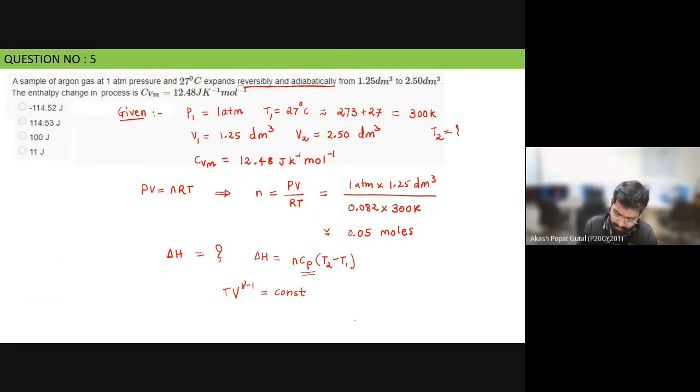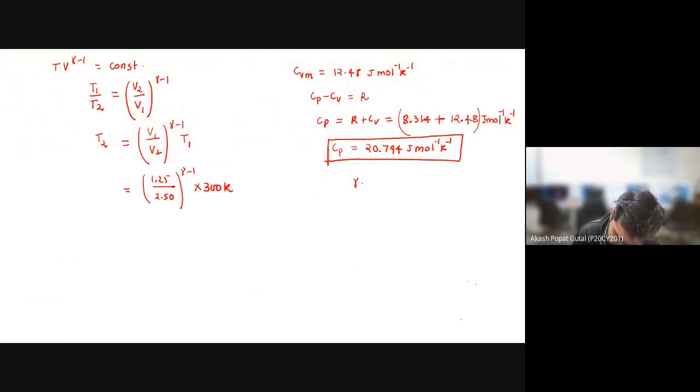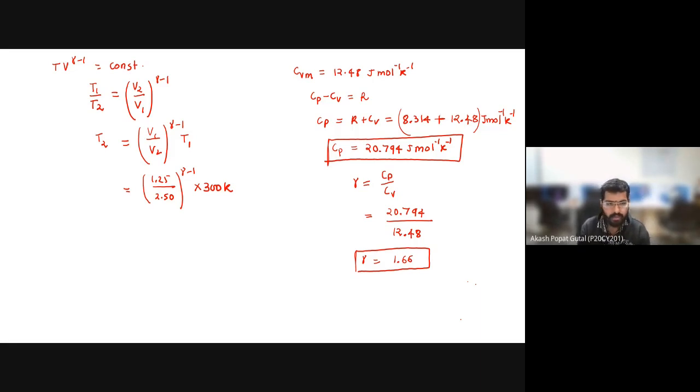And gamma is nothing but Cp by Cv. What we will get is 20.794 divided by 12.48. So if you calculate it, it comes out nearly 1.66. Okay, so you can use it here.